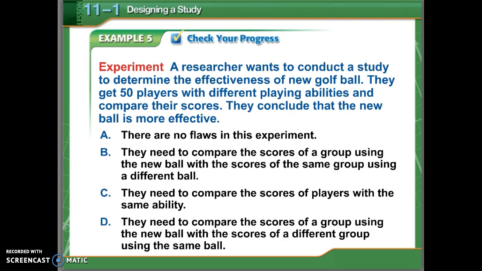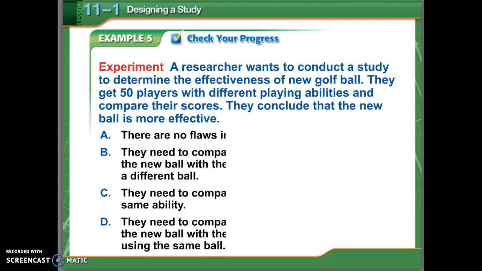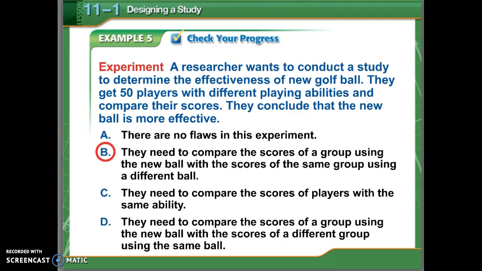We have a check your progress for example 5. Go ahead and read through the experiment. Pause the video, pick your answer, and then we'll see the answer on the next slide. Okay, our answer here is B.